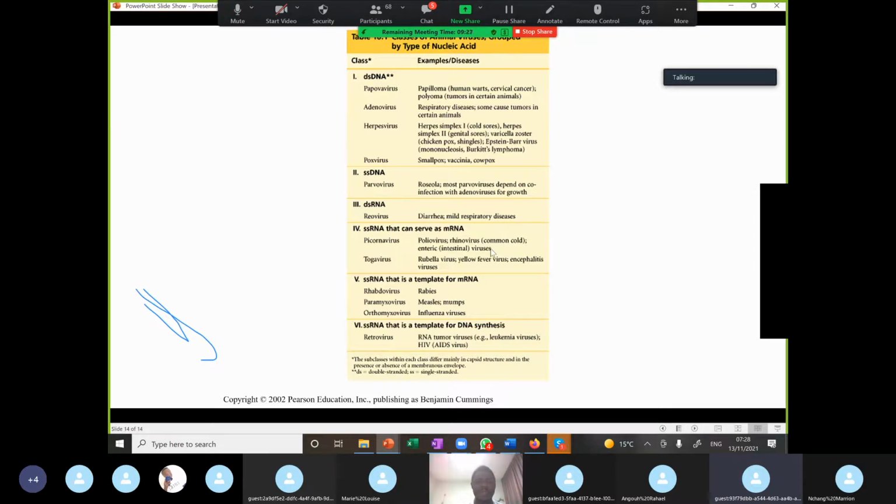Then we have a viral particle having a single-stranded RNA. Here we have three other classifications. The first classification is a single-stranded RNA that can serve as a messenger RNA. So what are we saying here? That when the virus infects you, the nuclear material of the virus directly starts serving as a messenger RNA for the synthesis of viral proteins.